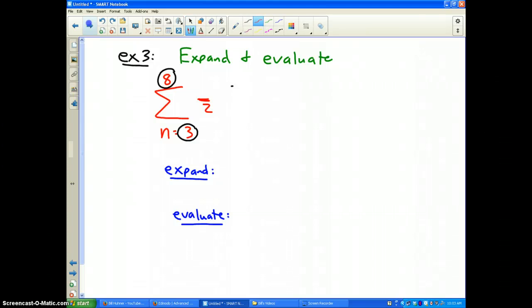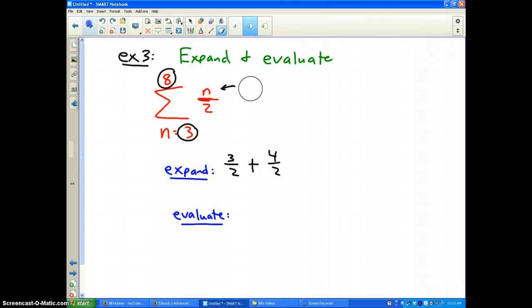If I put 3 in for n, I get 3 halves. And it's a summation, so that means I have to add. Now I put 4 in for n. If I put 4 in for n, I get 4 divided by 2. We'll just leave it that way for right now since we're going to have the same denominator.